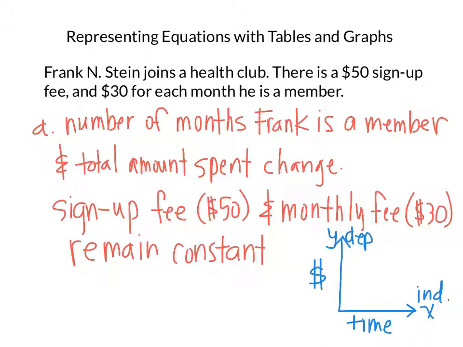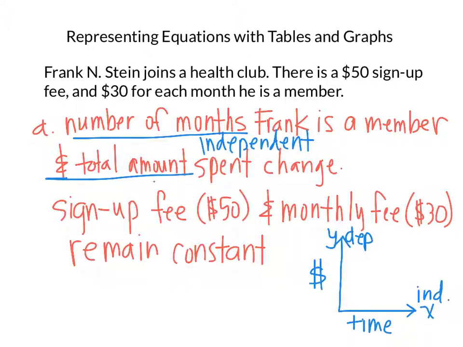In this case, we have both time and money, and yes, those are the independent and dependent. So the number of months is going to be the independent, and the amount of money spent, total amount, is going to be the dependent, because the amount of money he spends depends on how long he's a member. He can stop at any time, but the amount of money he spends will depend on how long he remains a member.